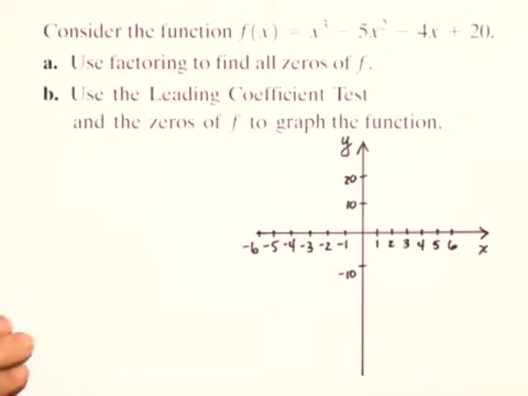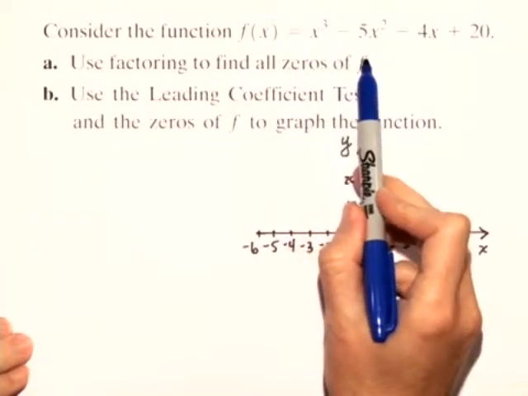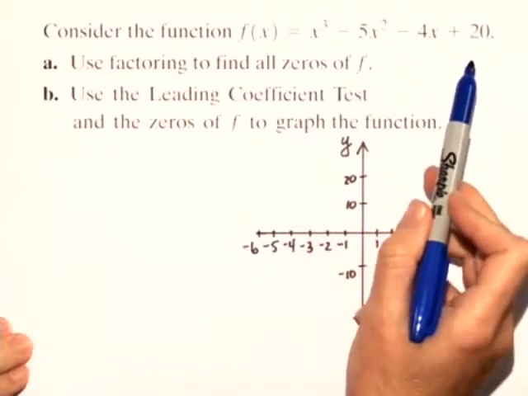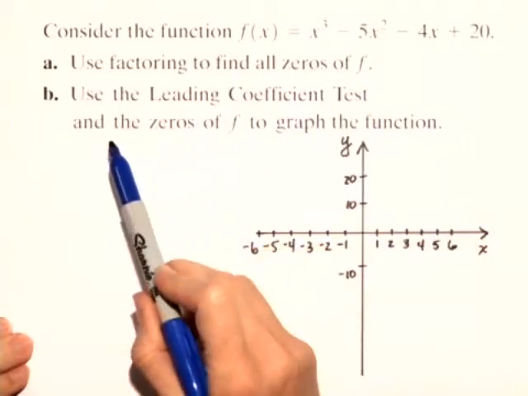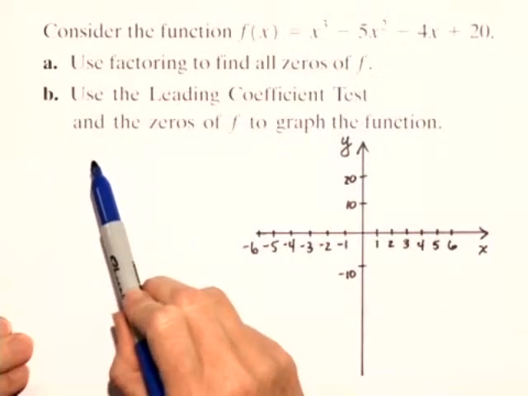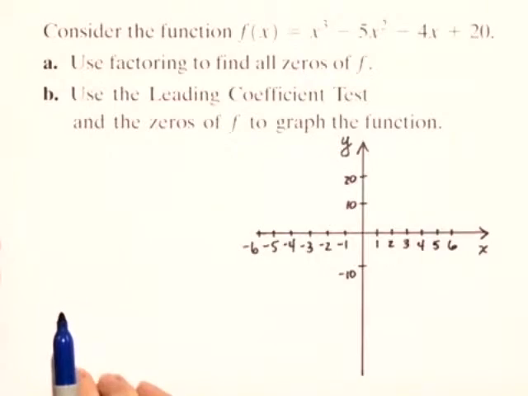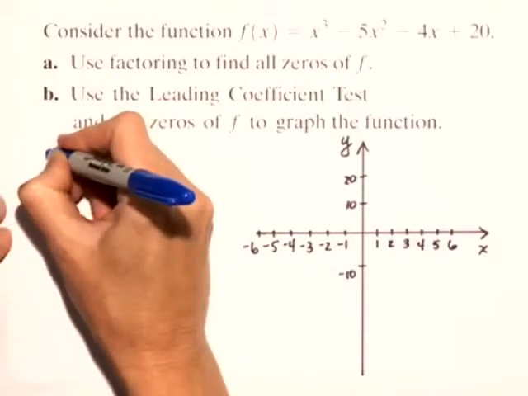For this example, we'll be graphing a polynomial function. We have the function f of x is equal to x cubed minus 5x squared minus 4x plus 20. First, we want to use factoring to find all the zeros, and then we'll use the leading coefficient test and the zeros of f to graph the function. So, we'll start with our function.